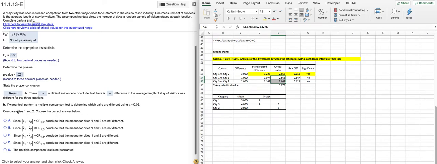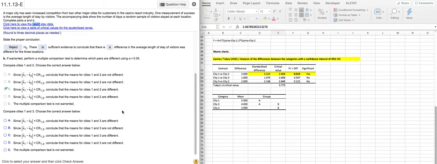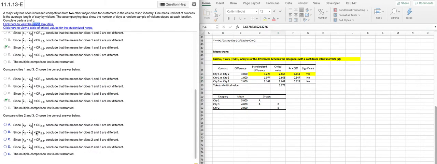So in our table over here, we just need to interpret part B correctly. Comparing cities 1 and 2, we would conclude that the standardized difference here is greater than the critical value. So we need to choose the right one, conclude that the means are different or not different. We conclude that the means are different in this case. Then for the other two, cities 1 and 3, we know that we need to conclude that they are not different, because the standardized difference is less than the critical value, and that is the Tukey-Kramer critical value. All right, and then 2 and 3, same thing. We just got to find the right one: the standardized difference less than the critical value, the critical Tukey-Kramer value.